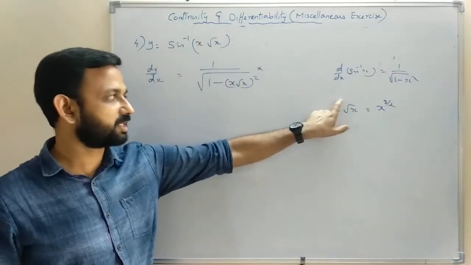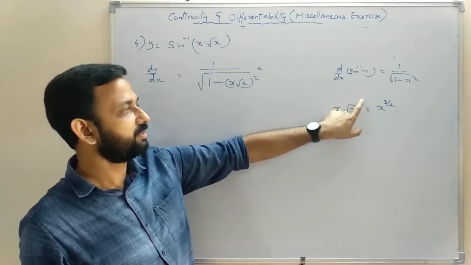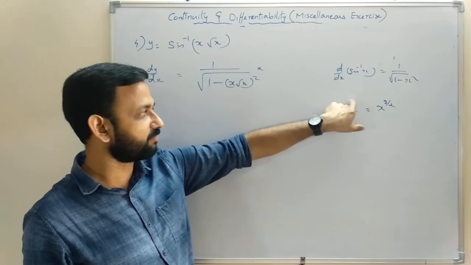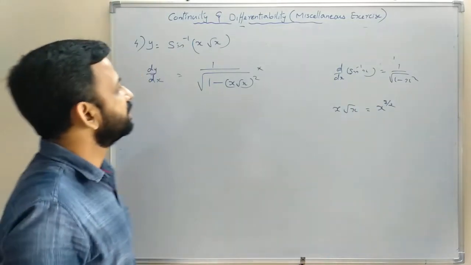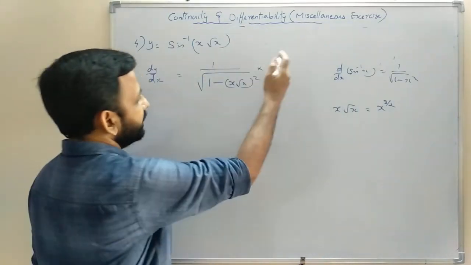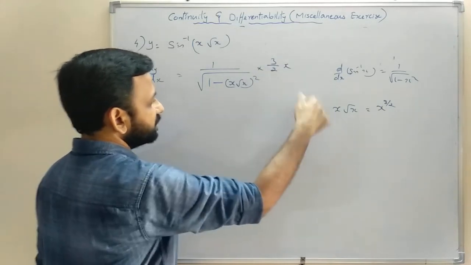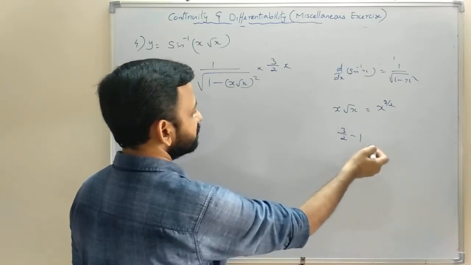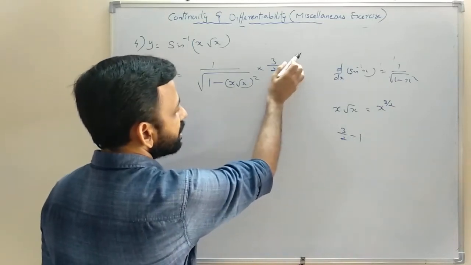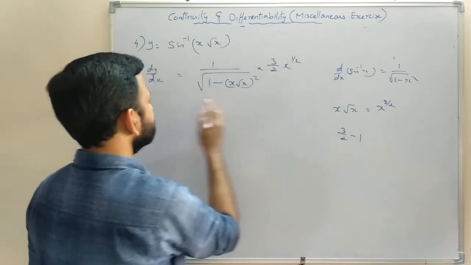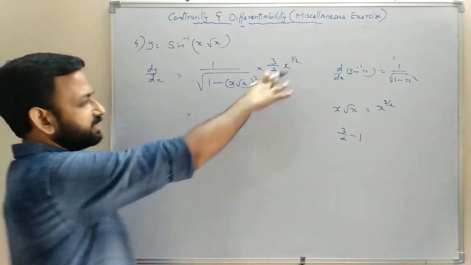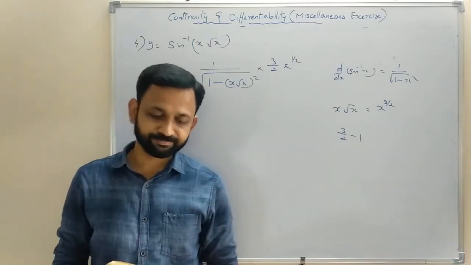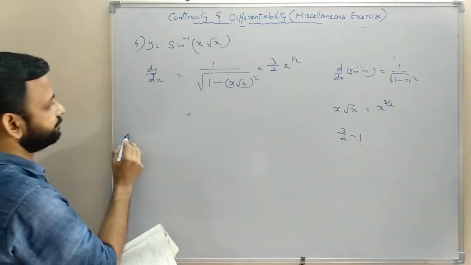a to the power m into a to the power n is equal to a to the power m plus n. So 1 plus 1 by 2 is 3 by 2. So the derivative of x raised to 3 by 2 is 3 by 2 into x raised to 3 by 2 minus 1. 3 by 2 minus 1, that is 3 minus 2 over 2, that is 1 by 2. Then you just rearrange the terms and we get the final answer. That is the fourth question.